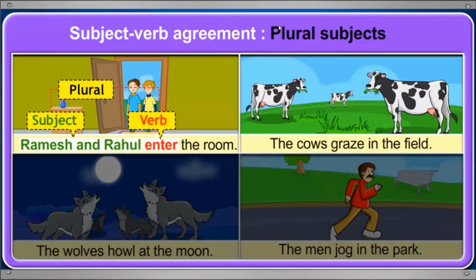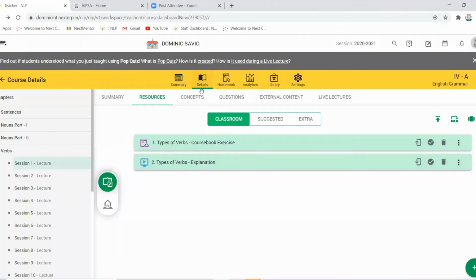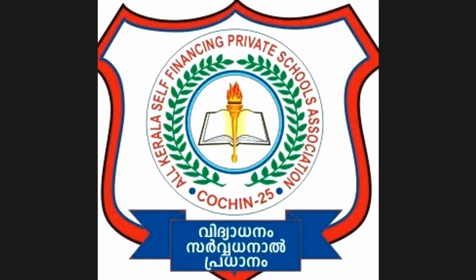Okay, Ramesh enters the room. Here the subject Ramesh and Rahul, this subject is plural, so the verb will be plural, like enter the room. Okay, these are other examples of subject verb agreement, plural and singular subjects. Today we have seen about types of verbs and started with just one more video also. We have seen about subject verb agreement. Now please come back to the live screen.